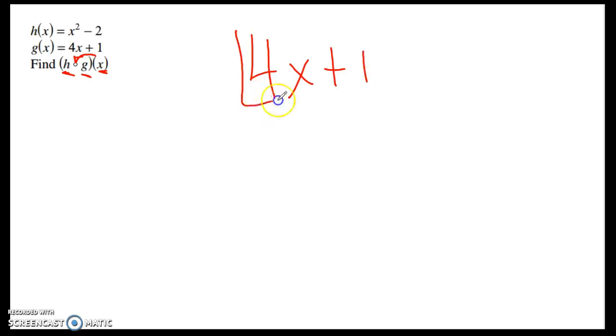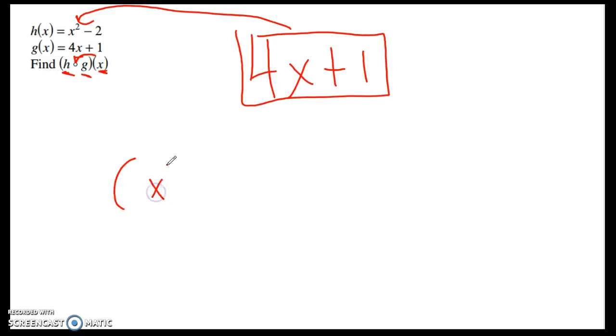So that's my answer. Now I'm going to take this answer and I'm going to plug it into h. So instead of x, I'll have (4x plus 1) squared minus 2. Because I took x, I plugged it into g, which kept it the same, and then I took g and I plugged it into h.